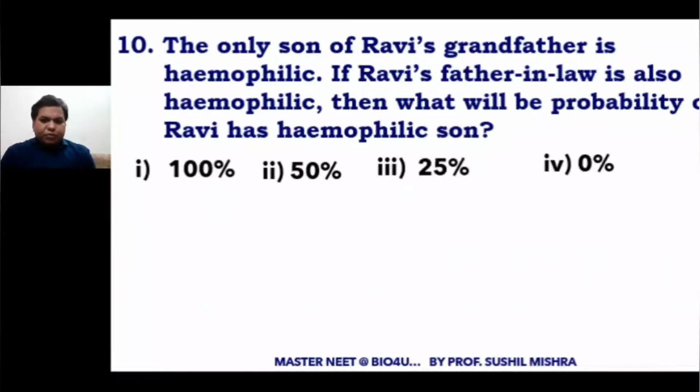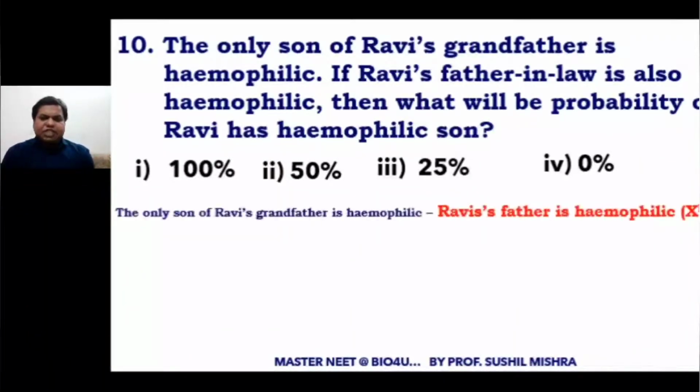Let's go for the next problem. The only son of Ravi's grandfather is hemophilic. If Ravi's father-in-law is also hemophilic, then what will be the probability that Ravi has a hemophilic son? Now let's analyze statement by statement. The only son of Ravi's grandfather is hemophilic. It means to say that Ravi's father is hemophilic. Grandfather's only son, that means Ravi's father.